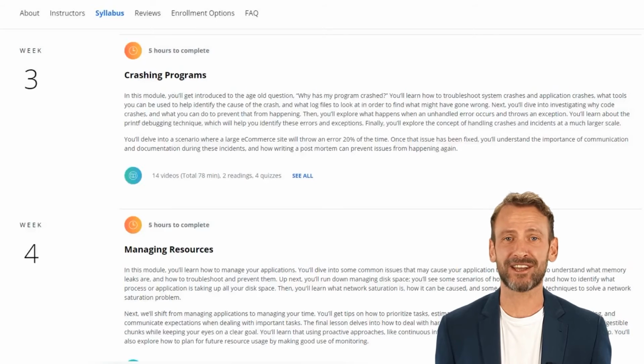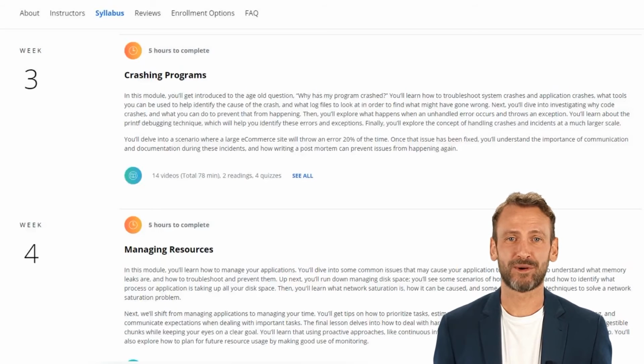You'll delve into a scenario where a large e-commerce site will throw an error 20% of the time. Once that issue has been fixed, you'll understand the importance of communication and documentation during these incidents and how writing a post-mortem can prevent issues from happening again.